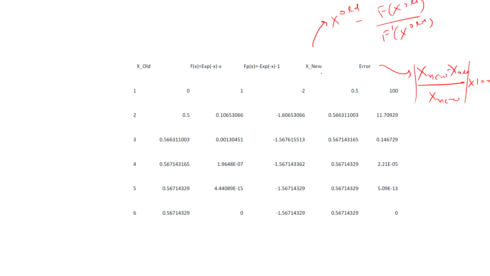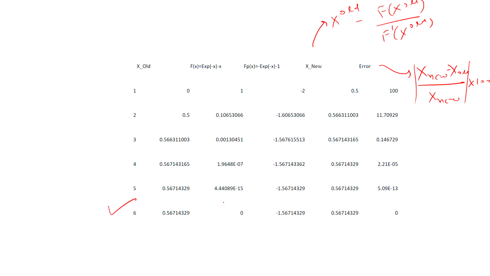Now this x new will become x old for the next iteration. I'll calculate f of x again, f prime x again, then x new I will calculate again with this formula, and then I can see that the error has reduced to 11.7. Now in the third iteration this thing will keep on going, and as we can see at the sixth iteration we have achieved the true root via Newton Raphson method. This is the true root, as we can see that the function value is 0.